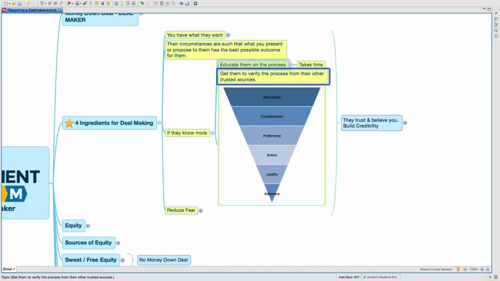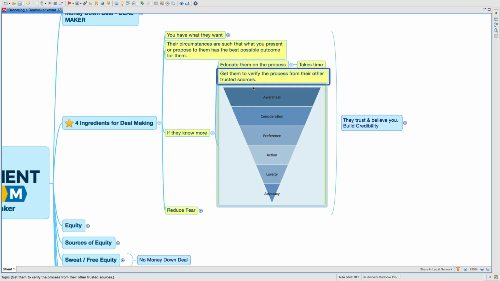Get them to verify the process from their trusted resources, their trusted advisors, or lawyers, or accountants, or friends, or family, whatever. So what you got to do is show them what the process is, show them the numbers, show them the report and everything, and let them go out and get it verified from their trusted sources. It could be friends, family, or professionals they want to hire.